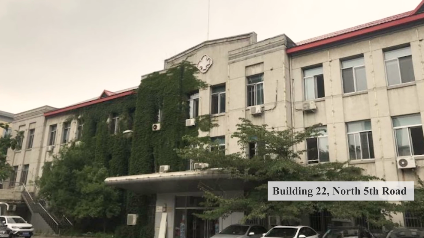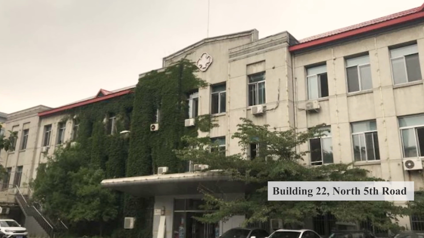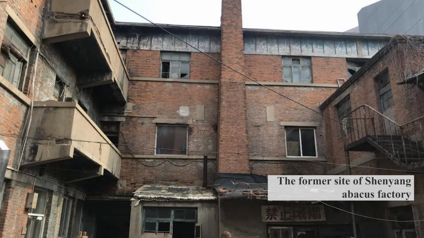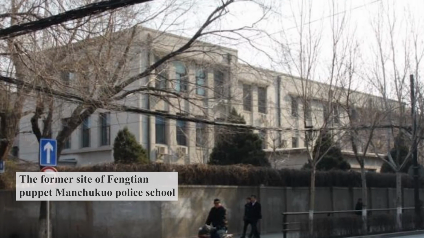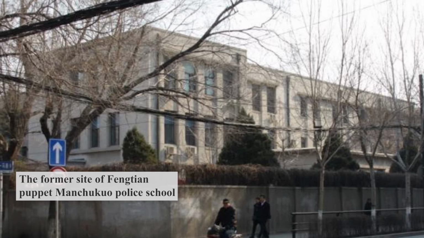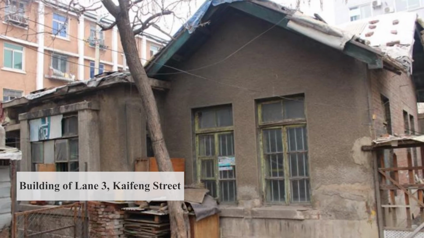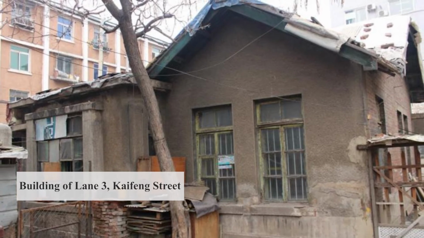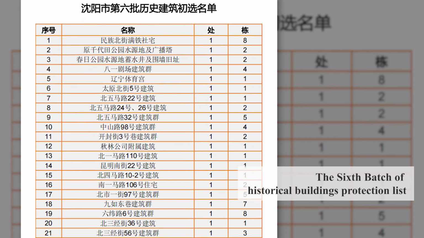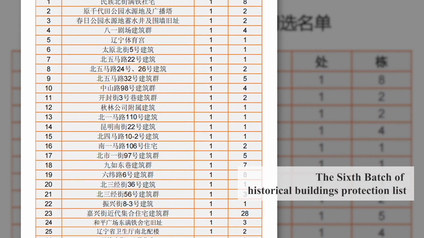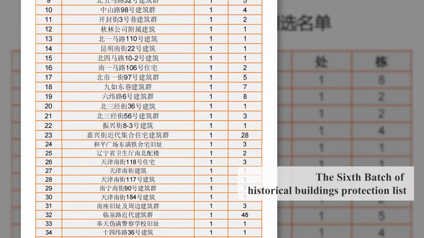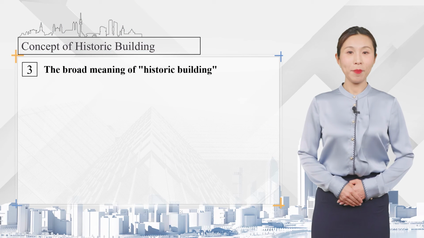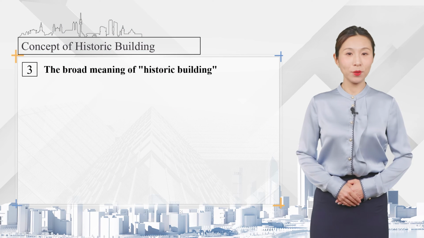Of course, building structures with special historical, scientific, or artistic values, or important commemorative, educational, or landmark significance can also be identified as historic buildings even if they were constructed less than 50 years ago. By 2020, Shenyang had issued 6 catalogs of historic buildings, which were approved under the management measures. All of the above are at the legal and regulatory level, a relatively narrow definition.